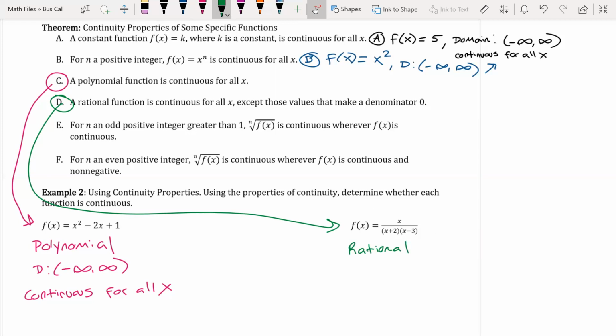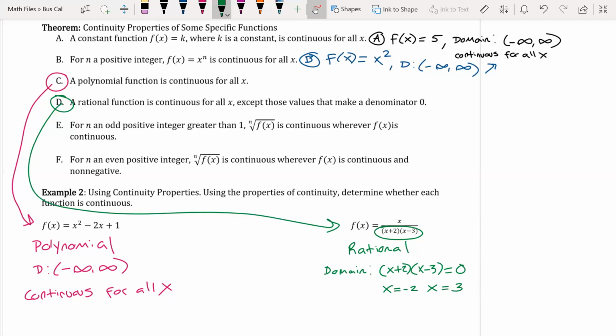In order to find the domain of a rational function, you must take the denominator and set it equal to what number? 0. Good. x plus 2 times x minus 3 equal to 0. Solve for x, and what are my values of x? -2 and +3. Very good.